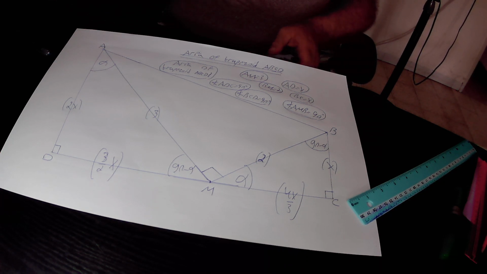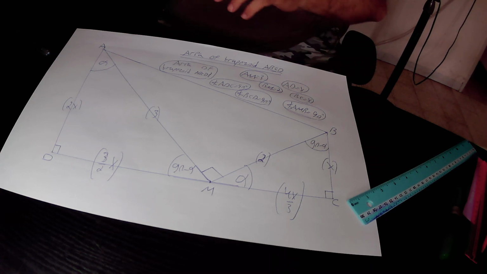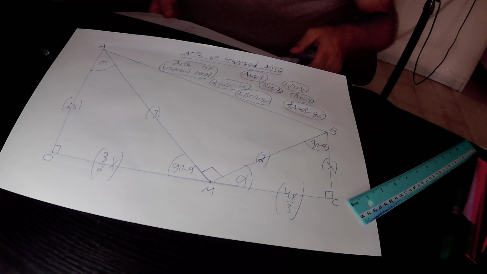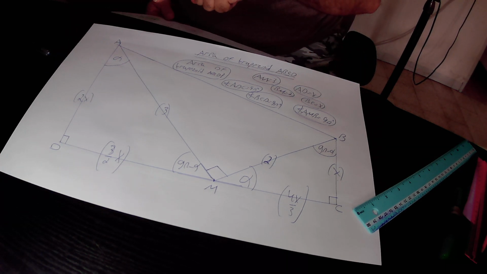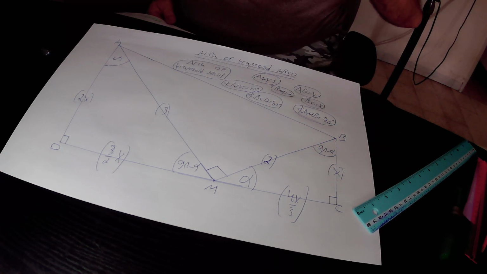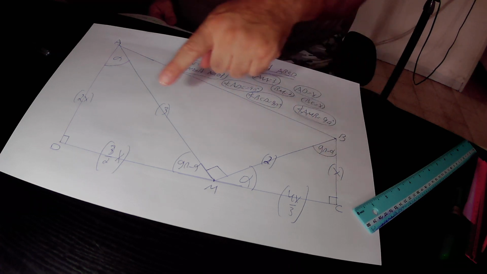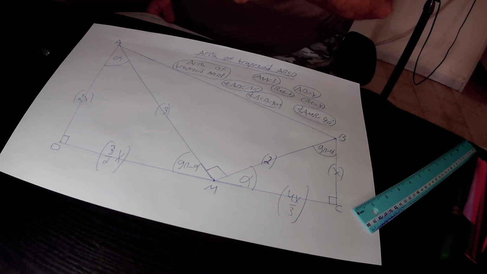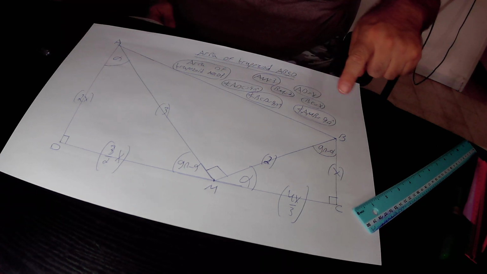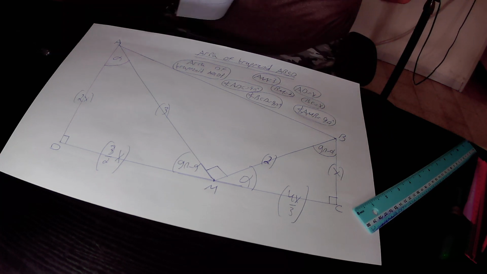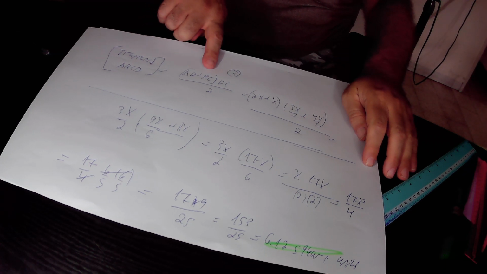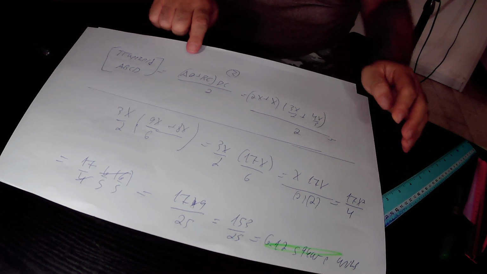Our mission is to find the area of this trapezoid ABCD. So what is the area of trapezoid ABCD? The area equals the sum of its two parallel bases, AD plus BC, times the height DC, over 2. The height DC creates 90 degrees with the two bases.